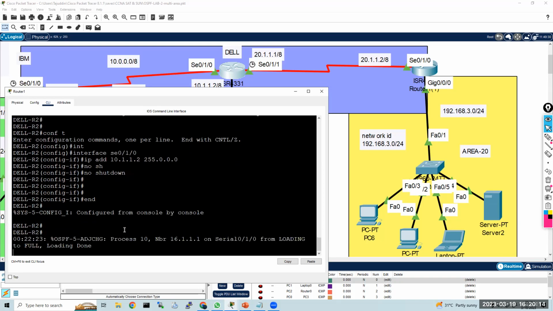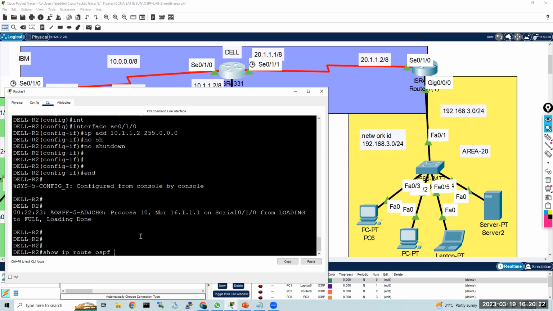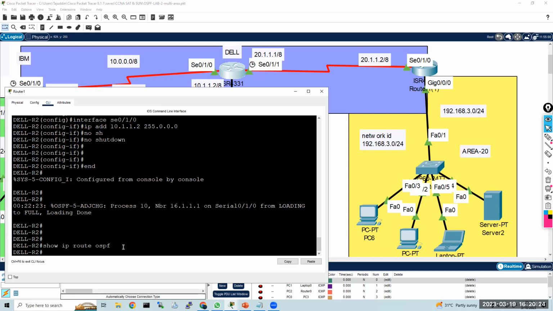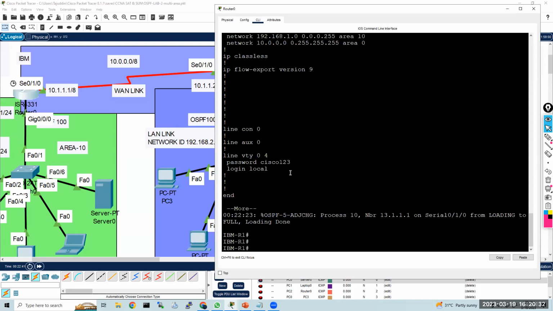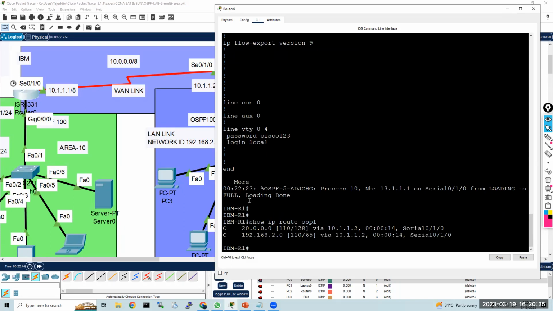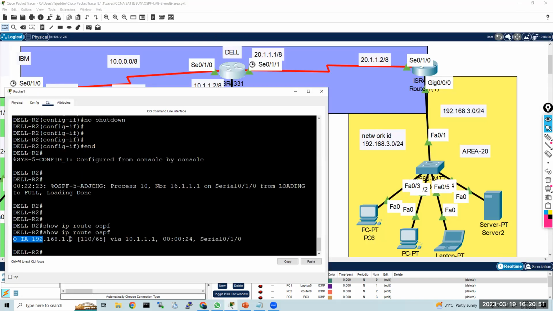Then I think I should get the update, right? Can you see it's loading? Now it is forming adjacency. Show IP OSPF. Still loading because it takes time to load. So let's check in R1. These guys are loading. Now we can see, right? Perfect. The 2 network has been learned, and the 20 network too. Now you check once again here. He has learned the 1 network.